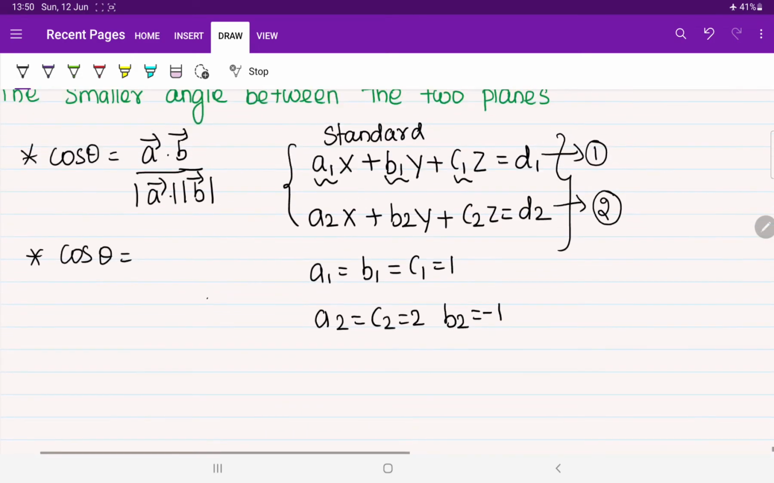Okay, sir. So what you have to do? Only two types of expressions. Either they will ask you like the previous one that we saw, otherwise they will give you two plane equations directly. They will be asking you to calculate the angle. Sir, how can we do this one? Nothing you need to do.